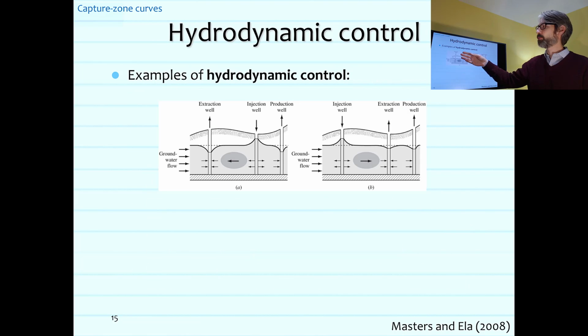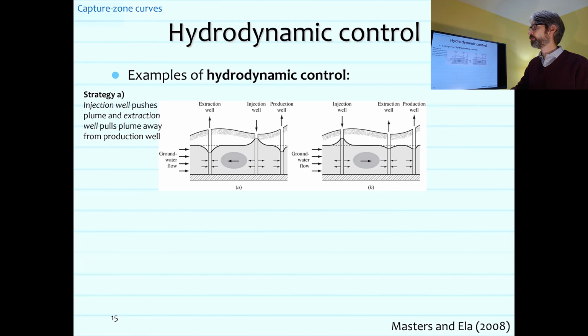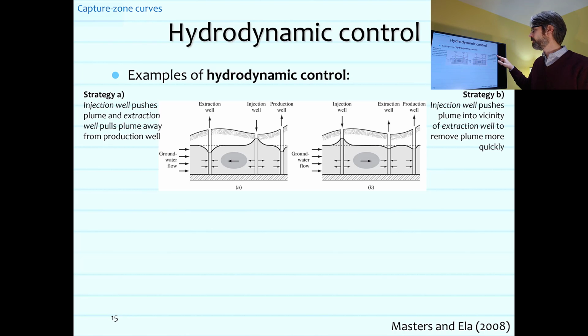Here are a couple of examples of hydrodynamic control. Strategy A has an injection well that pushes the plume away from our production well, and an extraction well that pulls the plume away from the production well. Strategy B has an injection well that pushes the plume into the vicinity of the extraction well to remove the plume more quickly, because it's pushing the water in the same direction as the groundwater flow.